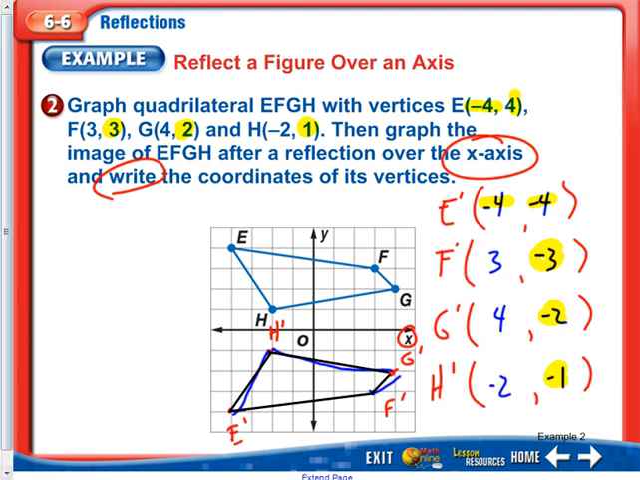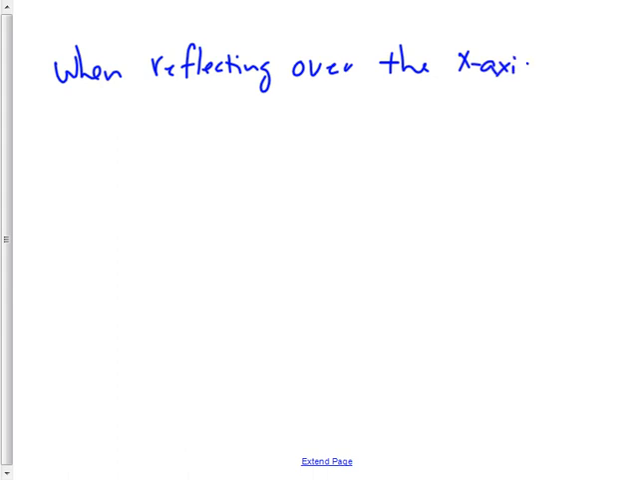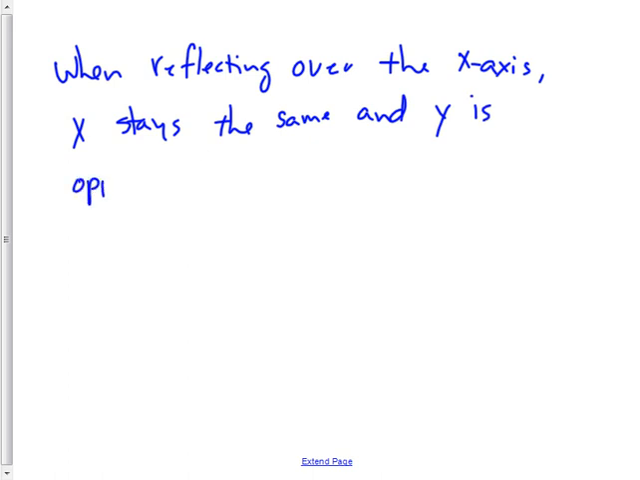Okay, so if you could actually find a new page, we're going to write, when reflecting over the x-axis, x stays the same and y is opposite.